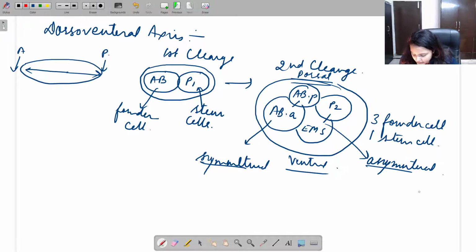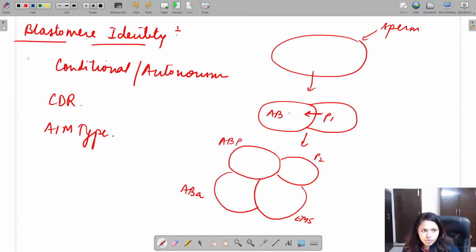While the stem cell divides asymmetrically and provides P2 and EMS, so the division here will be different, right? Then P2 is posterior and the larger founder cell, which is EMS, comes to the ventral part. Okay, so this is your posterior, this is anterior, dorsal and ventral. So by the localization of cells, we define the axis of the whole blastocyst. Okay, so blastomere identity.